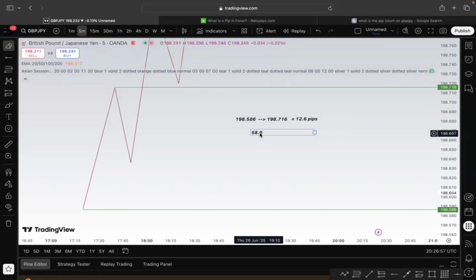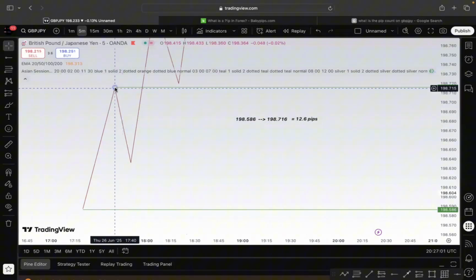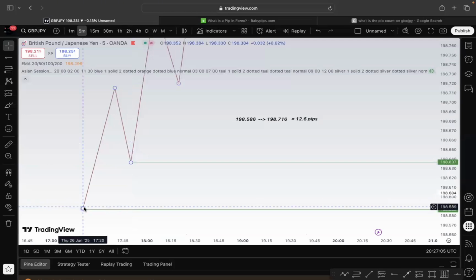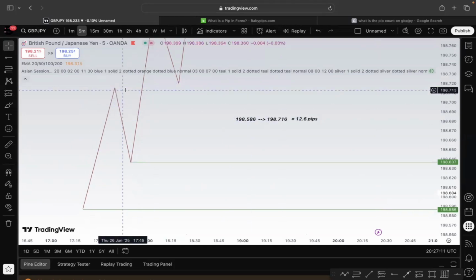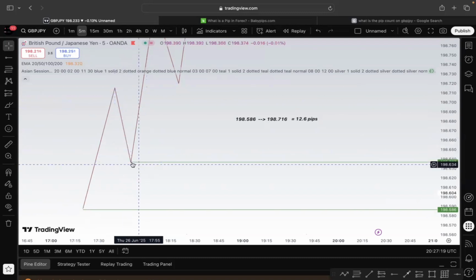Yeah, so I'll leave this and then let's add this particular. So good. Price moved from 198.586 to 198.716. And then what happened? The price fell. Okay, there was a drop in the market. So from that 716, it dropped all the way to 637.